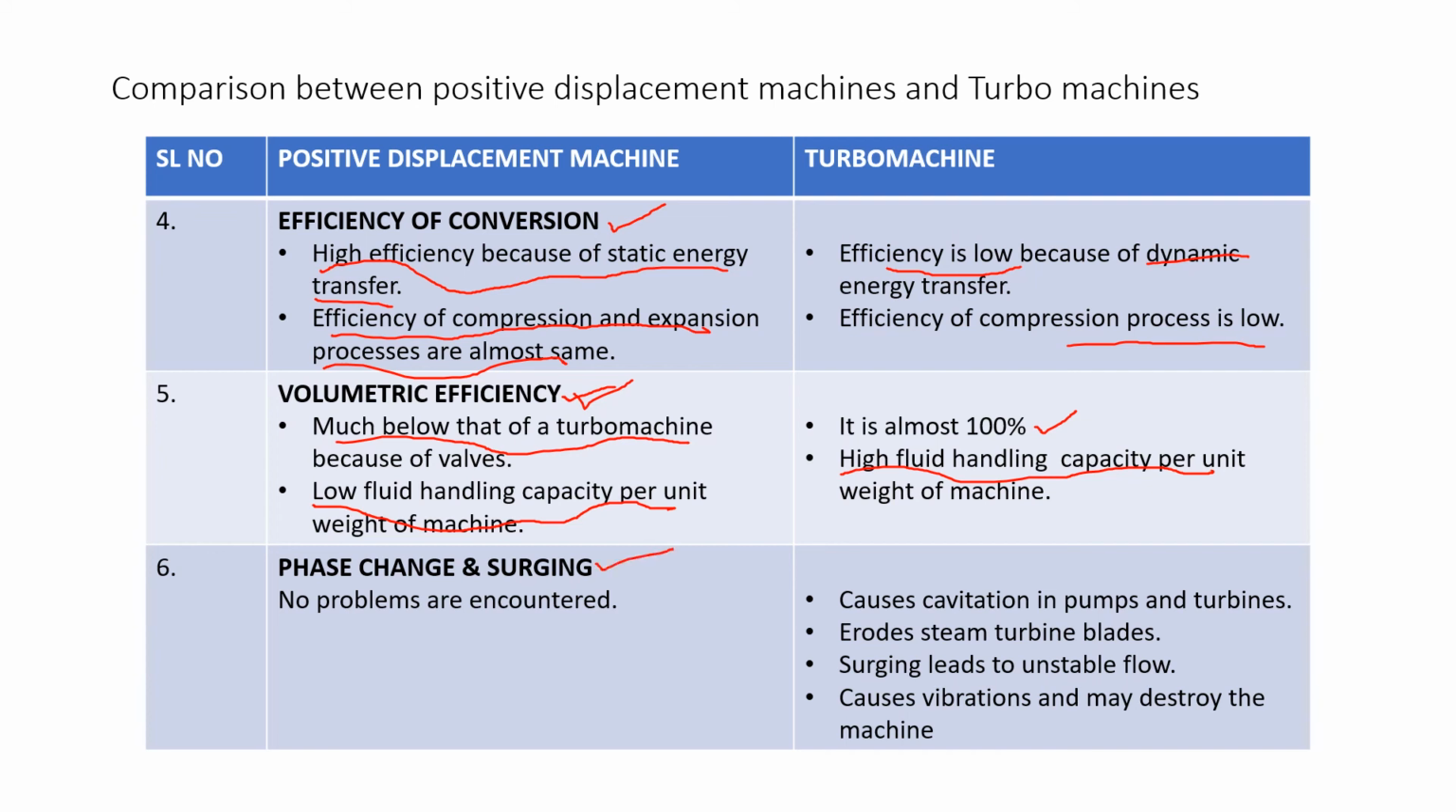In case of positive displacement machine there is no surging or phase change, but under the turbo machine it causes cavitation. What cavitation is, we have discussed already in fluid mechanics. Next, it erodes the steam turbine blades, and surging leads to unstable flow, and it causes vibration and may destroy the machine. So these are the classifications, the comparison between positive displacement machine and the turbo machine.